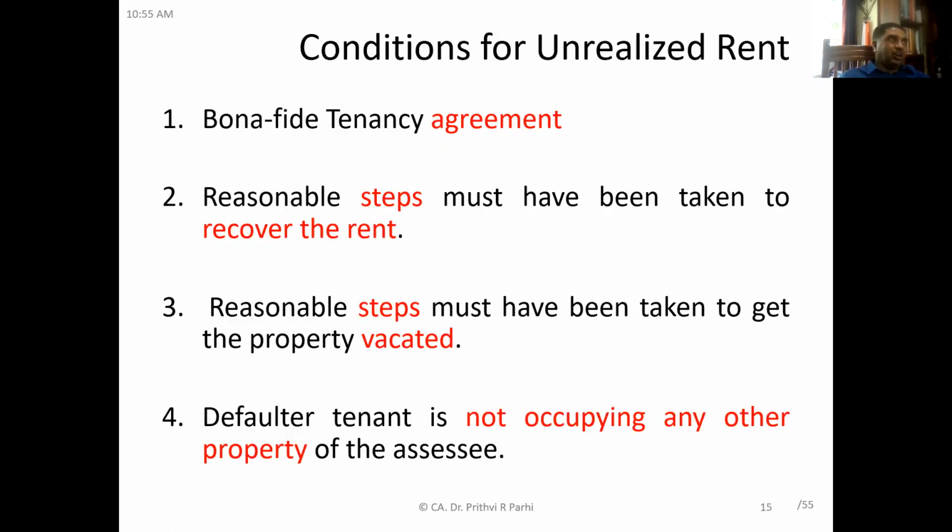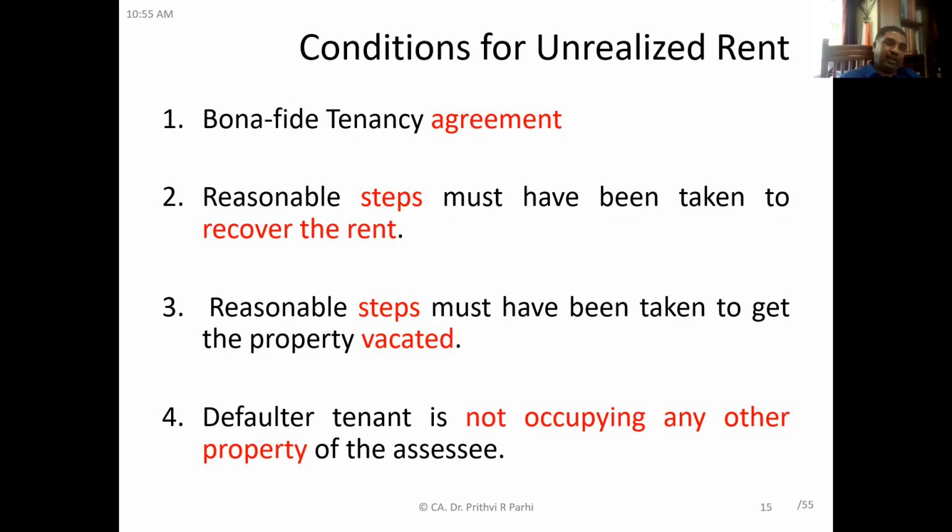Now I told you the unrealized rent shall be deducted, but subject to fulfillment of certain conditions. Here are these conditions. Number 1, bona fide tenancy agreement. There should be a proper tenancy agreement, which will show that actually the house is let out to a tenant. Number 2, reasonable steps must have been taken to recover the rent.